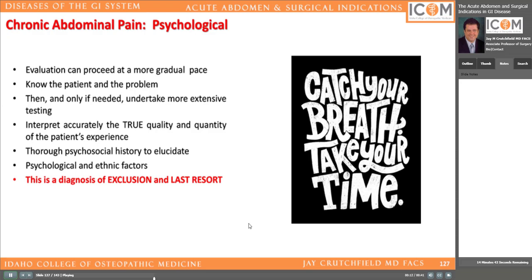Know the patient, get the old records, and try to understand the problem. Then, and only if needed, should you undertake a more extensive workup. Interpret accurately the true quality and quantity of the patient's experience. A thorough psychological and psychosocial history is necessary to try to elucidate the cause of this patient's pain. Psychological, ethnic, and social factors can all contribute. Remember, this is a diagnosis of exclusion and last resort.